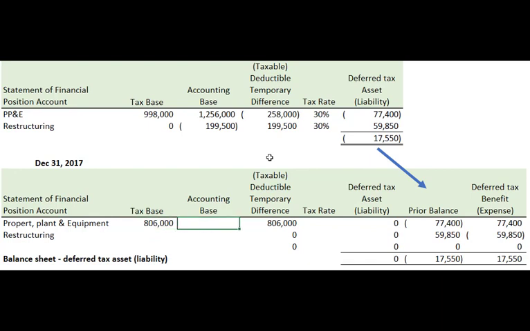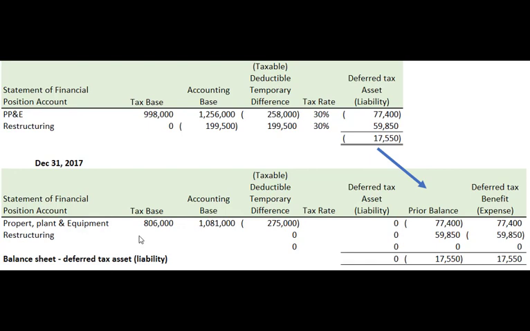The accounting base is going to be reduced by the depreciation. So we started with, at the beginning of the year, $1,256,000. We took depreciation in 2017 of $175,000. So we have $1,081,000.